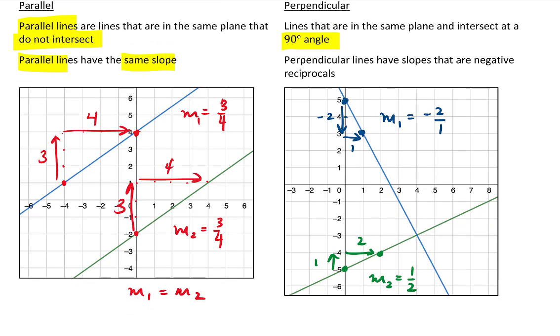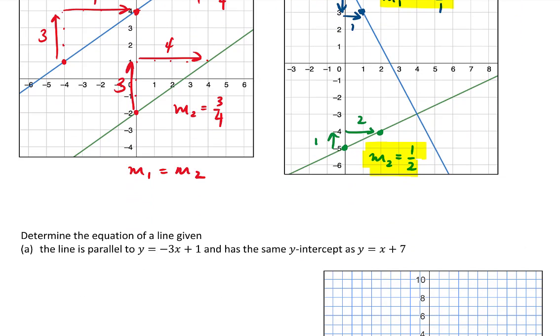And notice if we look at these two slopes, negative 2 over 1 is the negative reciprocal of 1 over 2. We just flip the fraction and change the negative to a positive, or if it was positive, change the positive to a negative. So perpendicular lines have slopes that are negative reciprocals of each other. If you like, we can say that m1 is equal to 1 over m2 and throw a negative in front.